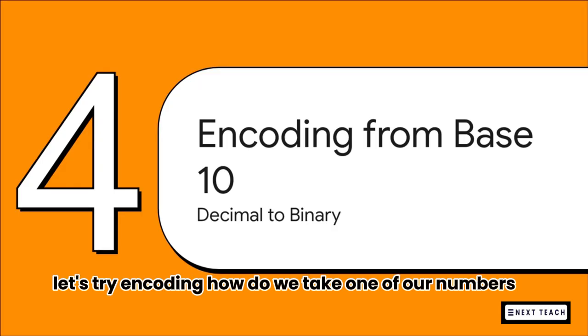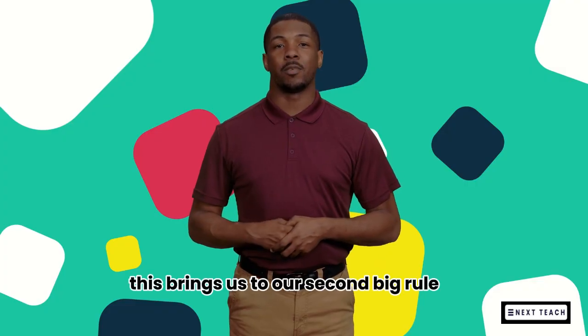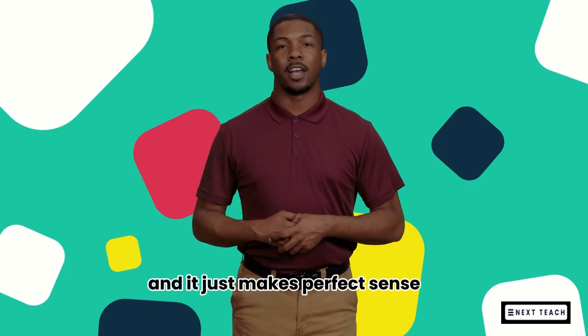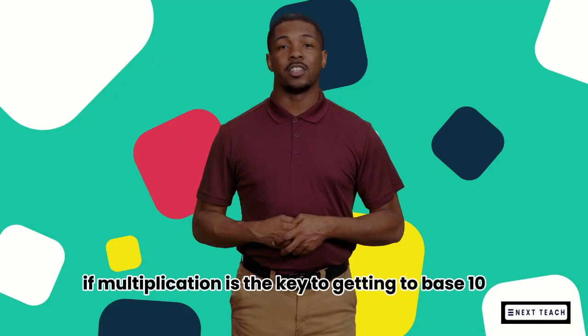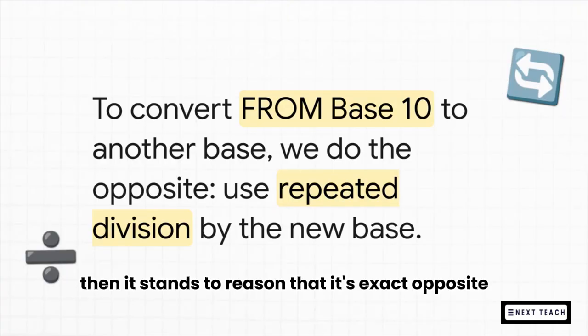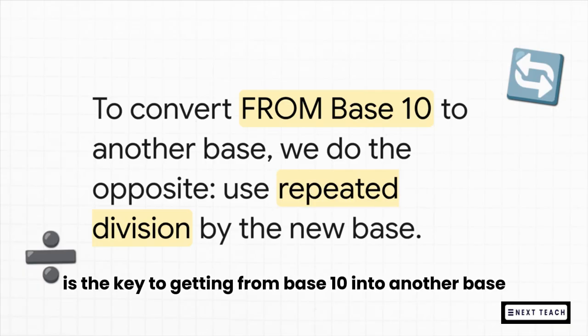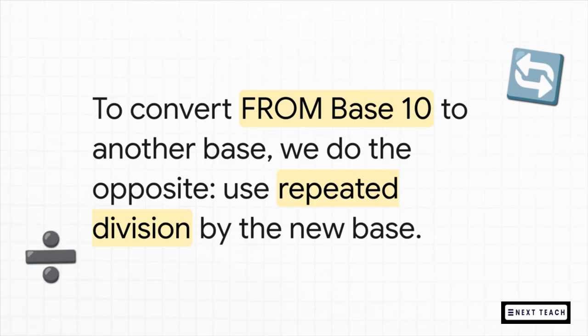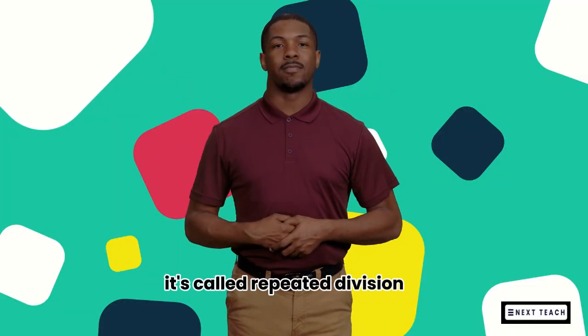Let's try encoding. How do we take one of our numbers and translate it into binary? This brings us to our second big rule, and it just makes perfect sense. If multiplication is the key to getting to base 10, then it stands to reason that its exact opposite, division, is the key to getting from base 10 into another base. And the method we use for this is called repeated division.